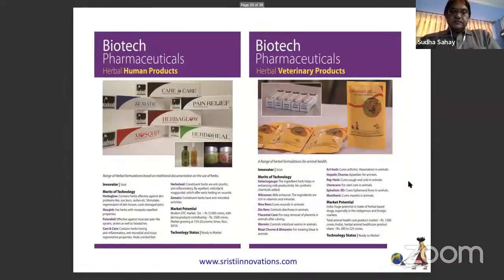Next. And we have a company at SISTI named SISTI Innovations, which was earlier Section 25, but now a Section 8 company, that means not for profit, which is promoting such kind of products. These are the different herbal formulations which we have developed at the laboratory after validation and value addition. And these products are in the markets.